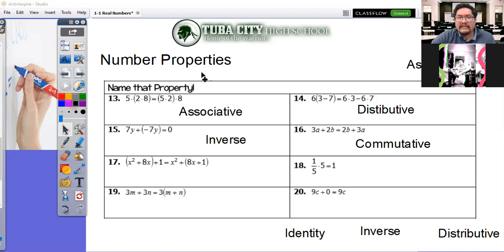So since the order has changed, that would make this one commutative. Again, order is which numbers go first and second or third or whatever. I don't mean the kind of order you get from McDonald's. Hey. All right, so let's look at this one here.